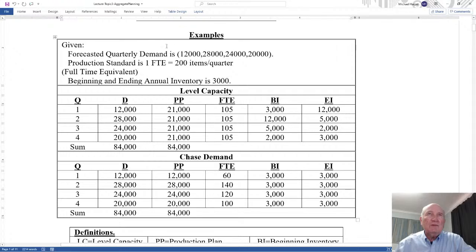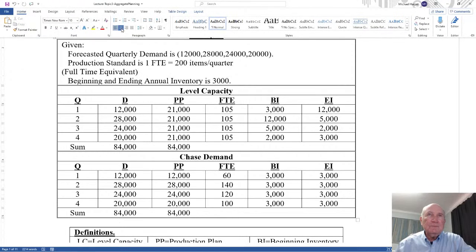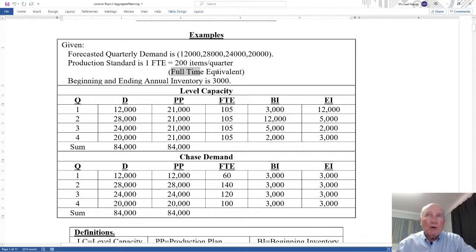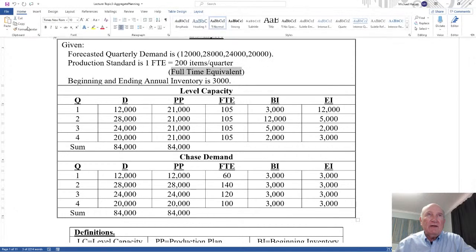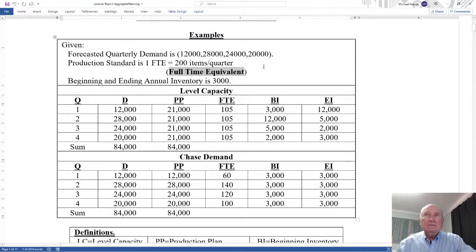And the full-time equivalent, what they're talking about, is a full-time equivalent worker. And this is a very common measure, an FTE. So a full-time equivalent worker is one worker working full-time, whatever their requirements are, can generate, on the average, of 200 items per quarter. Actually, not the average, it's on the standard. The standard output will be 200 items per quarter. So that's something you can use to plan.